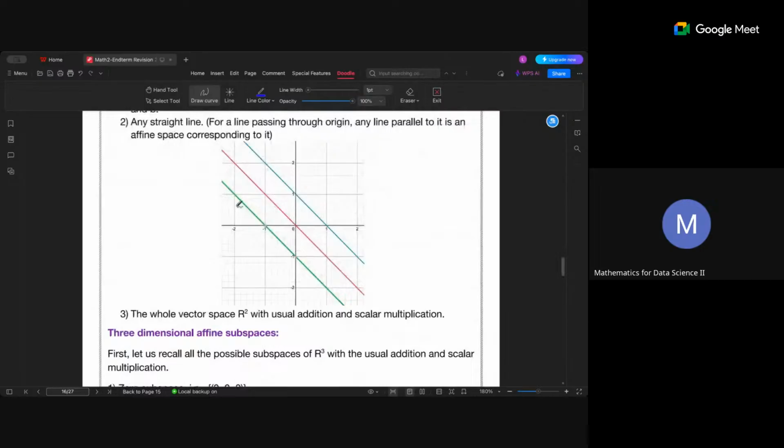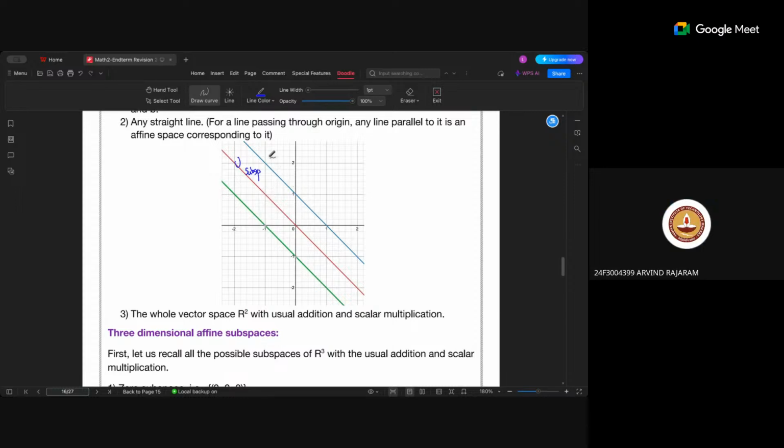So, for example, look at this graph here. In this graph, you have three lines: red, green, and blue. Which one of these is a subspace? The red one, right. So this is a subspace, and let's say this is your U. So what about the blue and green lines?